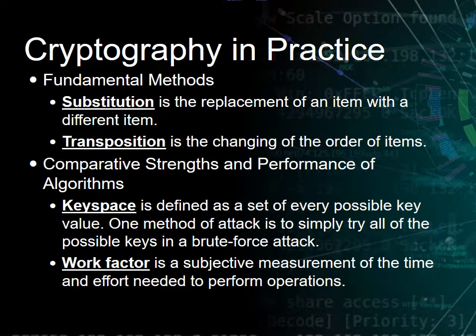And then when we talk about the algorithms, not only do we talk about the methods, we also look at the strength of them using terms such as key space and work factor. Key space is the total number of possible keys that algorithm can produce, and the work factor is how much work goes into performing a brute force attack on that algorithm. So the more key space that there is, the more possible keys that there are, obviously the harder it is to perform a brute force.